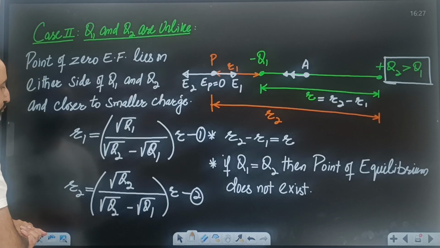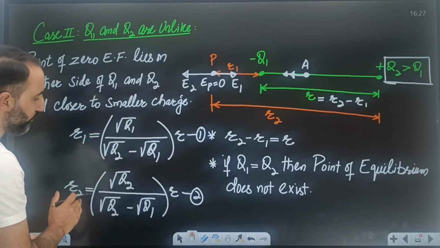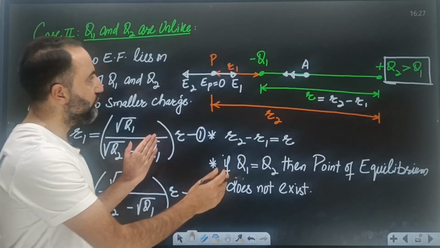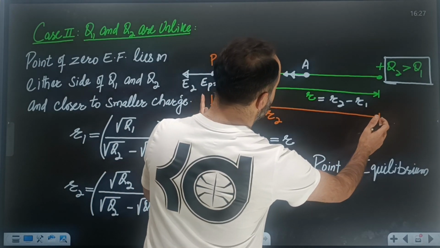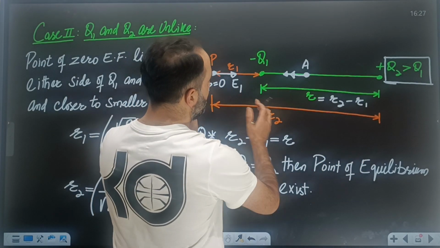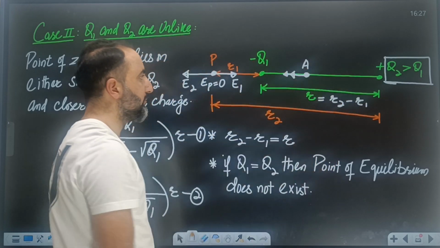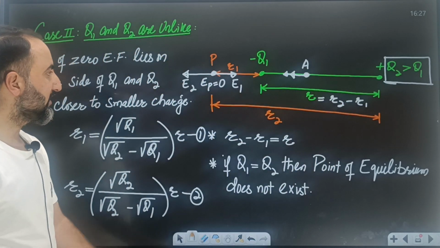And this equation gives you the value of R2, that's root Q2 divided by root Q2 minus root Q1, multiplied by R. ठीक है ना? Now it's obvious from this diagram, this is the value of R2 and this is the value of R1. So obviously R2 minus R1 किसके बराबर आएगा? R के बराबर. वो मैंने यहाँ पे लिखा that R is equal to R2 minus R1.